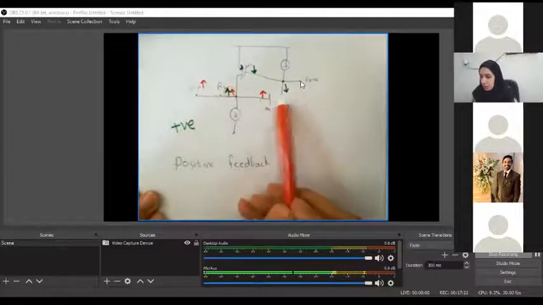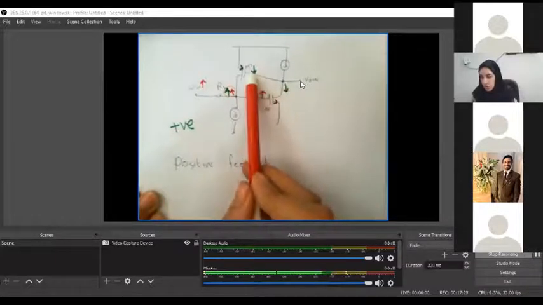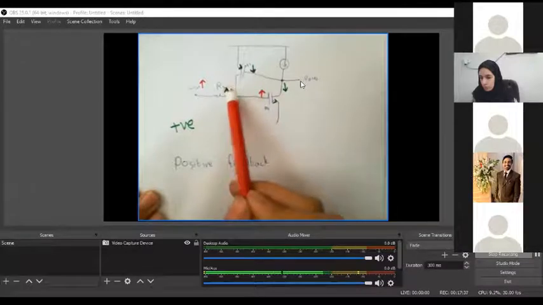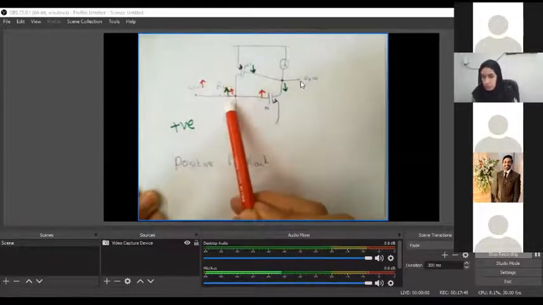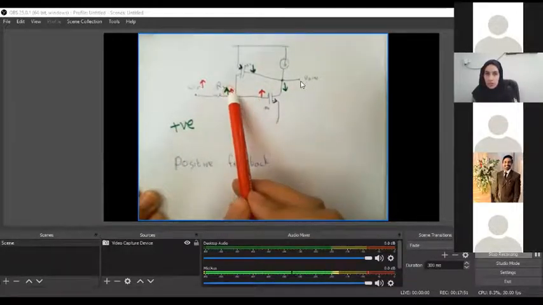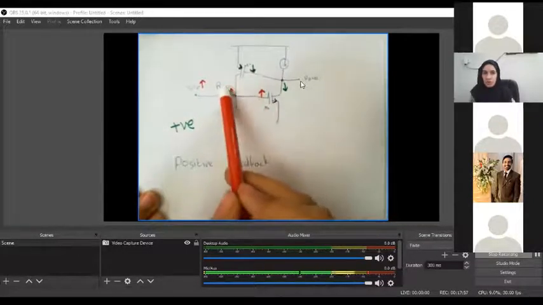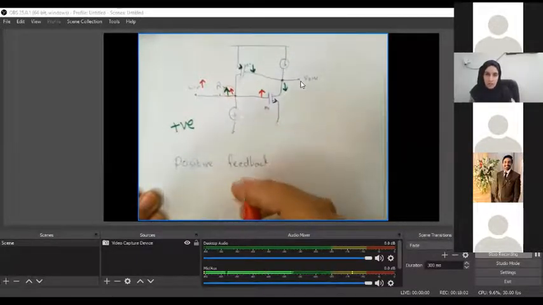Now, V out going down is also connected to the gate of M2. Therefore, it's also going down. Now, from M2 to reach this point, it's a common source. We apply the input at the gate of M2 and take the output from the drain of M2. So if it goes down here, it will go up here. Since we have two arrows pointing in the same direction, this means our amplifier in this topology has positive feedback. If it turns out that one is going up and the other is going down, then it's going to be negative feedback. But this case is positive.